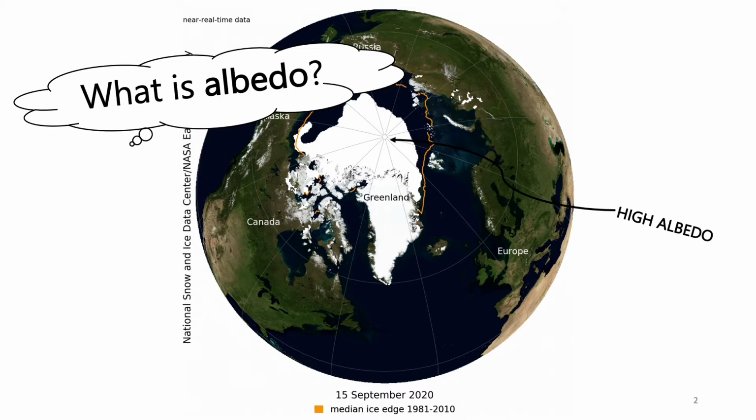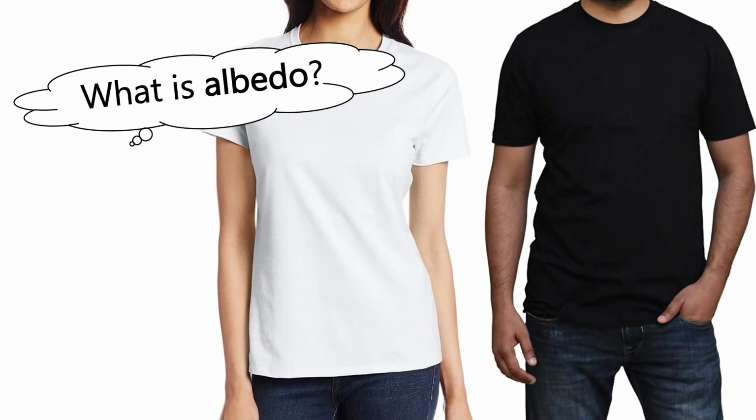But what is the albedo? Albedo is essentially how reflective the surface is. So basically the ratio of the reflected energy over the energy incoming from the sun. This might sound a little complicated, but it's a concept that's perhaps already intuitive.